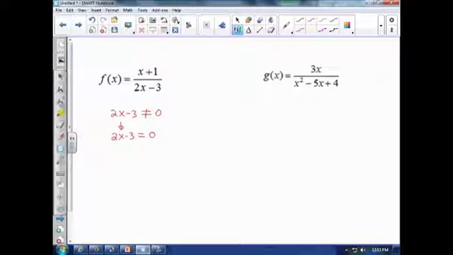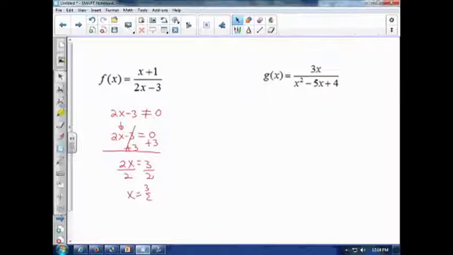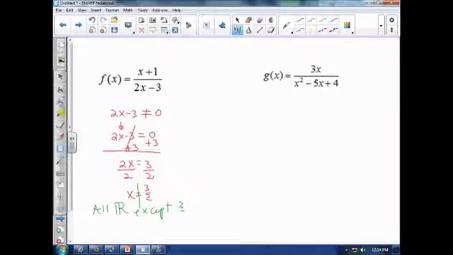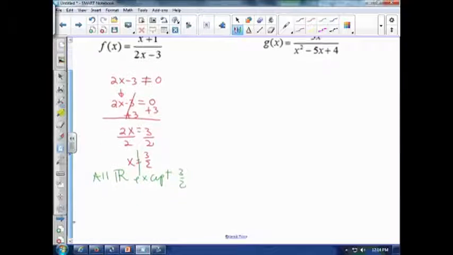So I'm going to take the denominator, set it to equal 0, and solve this equation by adding 3 to both sides. So we got 2x equals 3, divide both sides by 2, x equals 3/2. So 3/2 makes it 0. That means we can't have 3/2 in the domain. So that means the domain is all real numbers except 3/2.